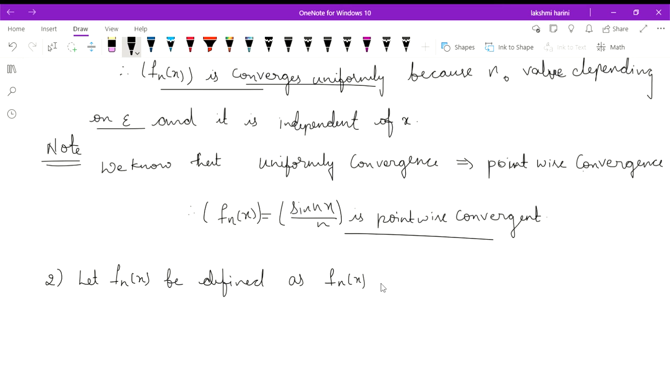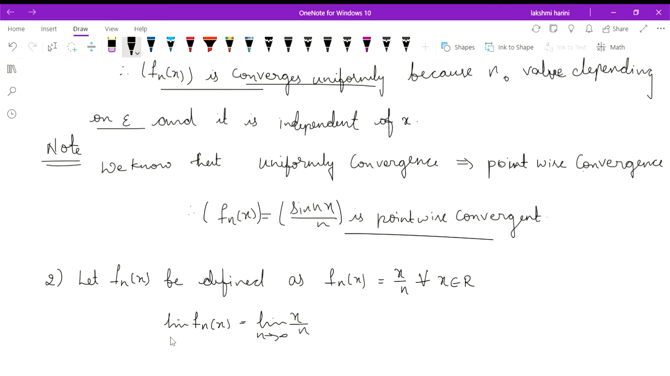fn of x is equal to x by n for all x belongs to R. Okay, now apply. Since in this question we don't have what is our f of x, so first we need to calculate our f of x, then only we can check whether it is pointwise convergent or uniform convergent. Okay, so to get our f of x, we have to apply limit for the given function. So limit fn of x is equal to limit x by n, as n tends to infinity.